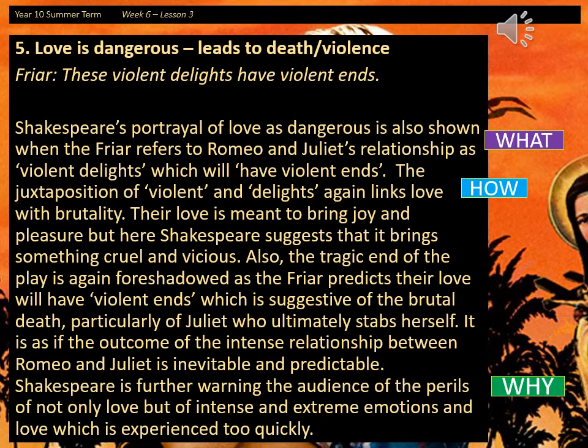It is as if the outcome of the intense relationship between Romeo and Juliet is inevitable and predictable. Shakespeare is further warning the audience of the perils of not only love, but of intense and extreme emotions, and love which is experienced too quickly. Okay, so it's exactly the same structure: what, how and why. And if I was really stuck, I could have exploded that quotation before I started to give me that analysis.